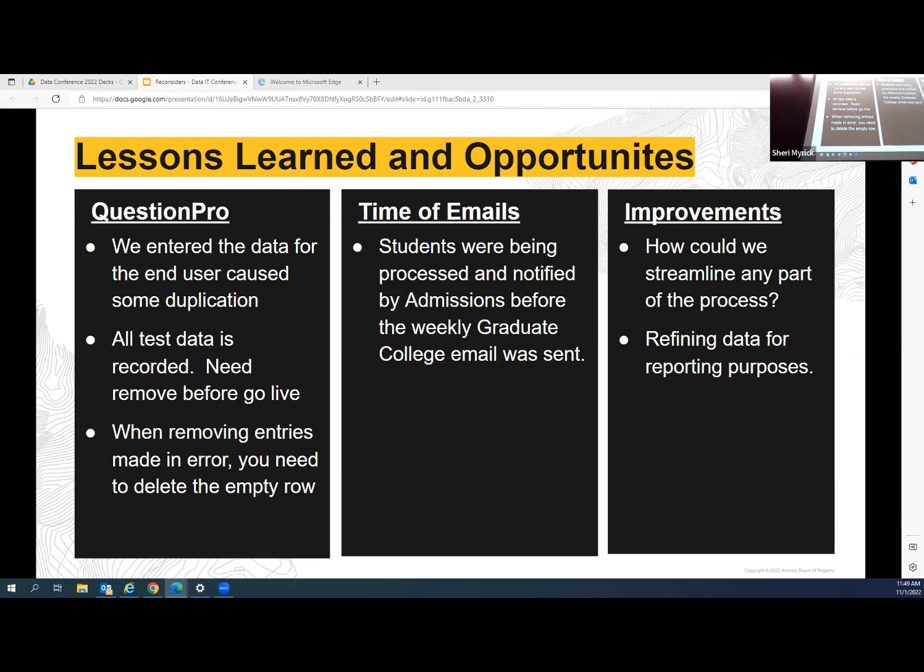Also, the timing of the emails was a big one, because there was a lot of time spent getting her information ready, even though it was a batch process in Marketing Cloud. We still wanted to get a better time frame on that and make it easier. Again, it was about efficiency with the entire process. So for improvements, we looked at how can we streamline any part of it? How can we refine the data for reporting purposes as well?